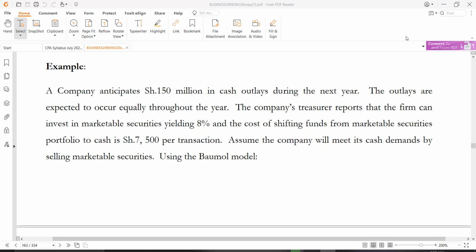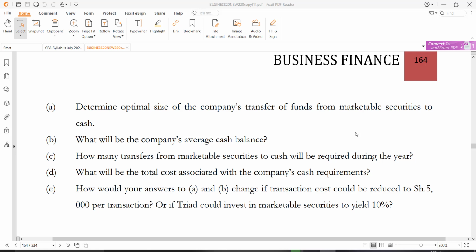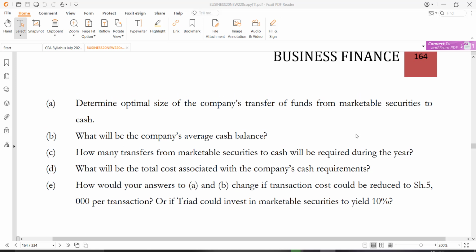Using Baumol's model, determine the optimal size of the company's transfer of funds from marketable securities to cash. What will be the company's average cash balance? How many transfers from marketable securities to cash will be required during the year? What will be the total cost associated with the company's cash requirements? And how will your answers in A and B change if the transaction cost were reduced to 5,000 shillings per transaction, or if the firm could invest in marketable securities to yield 10%? Let's go ahead and try that one out.